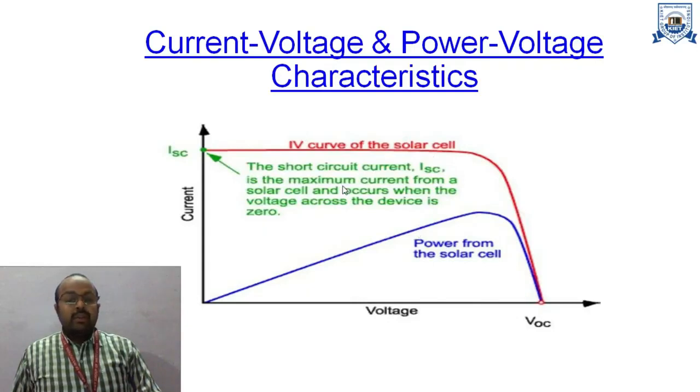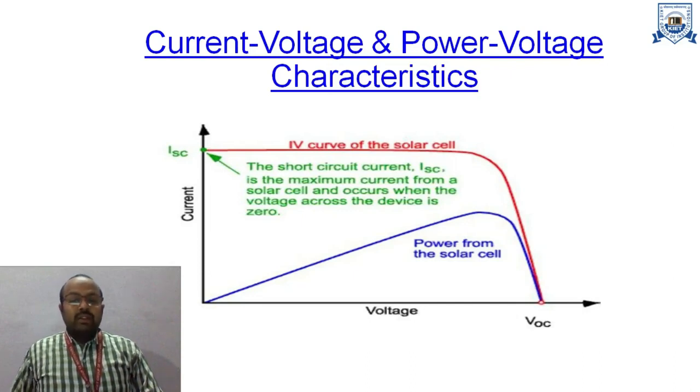Basically, short circuit current is the maximum current from a solar cell that occurs when the voltage across the device is 0. So basically the power from the solar cell shows this particular type of nature.